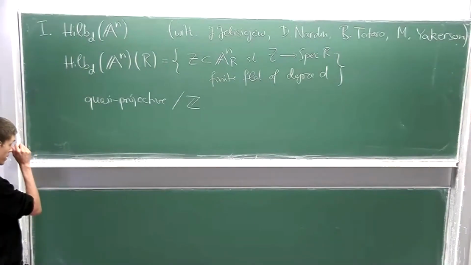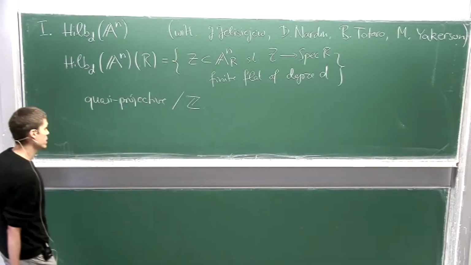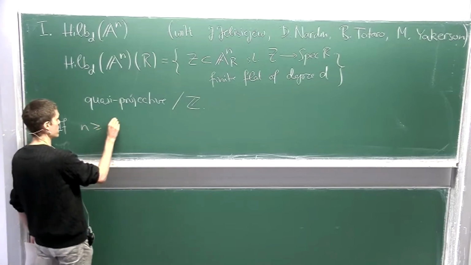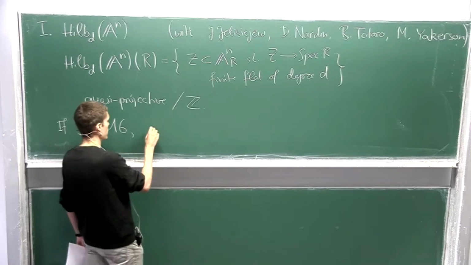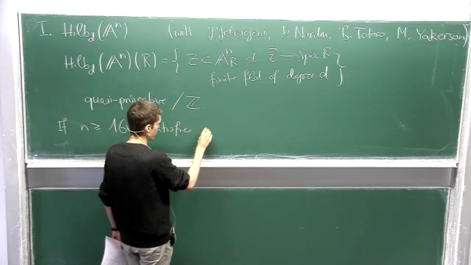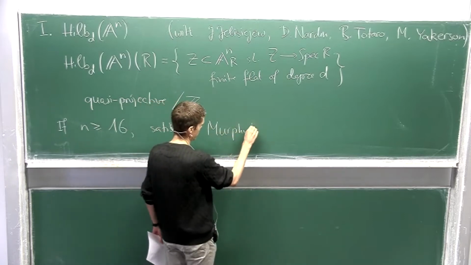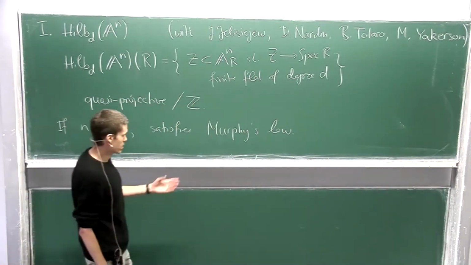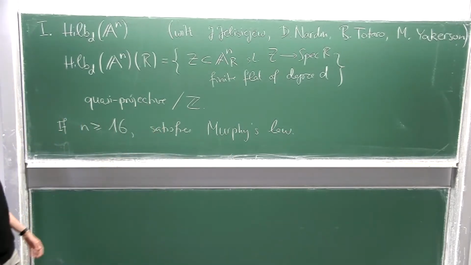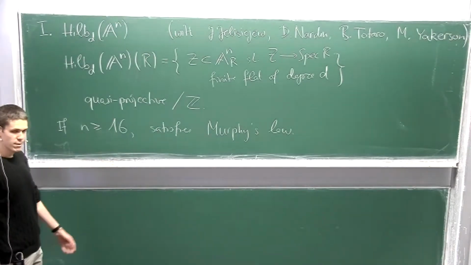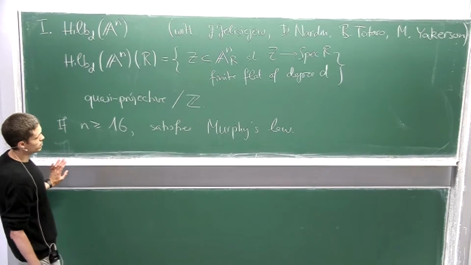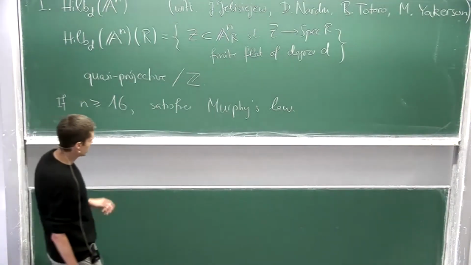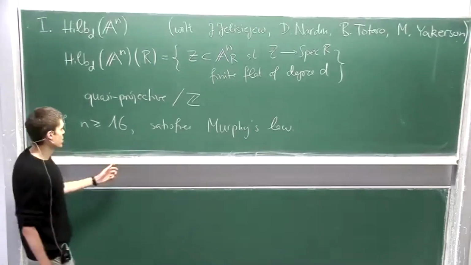Let me mention the following recent theorem of Joachim Jelisiejew: if n is at least 16, then this scheme satisfies so-called Murphy's law, a term devised by Maria Yakerson. Basically, what this means is that any singularity type can be found in this scheme. So it's a maximally singular scheme. For example, the Hilbert scheme of points in A^16 has this property. So it seems hopeless to say much.